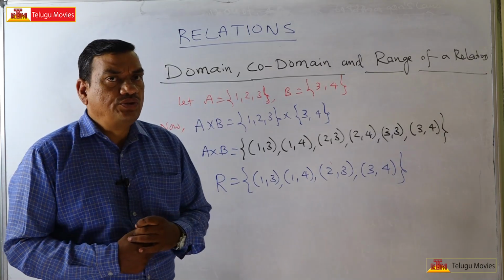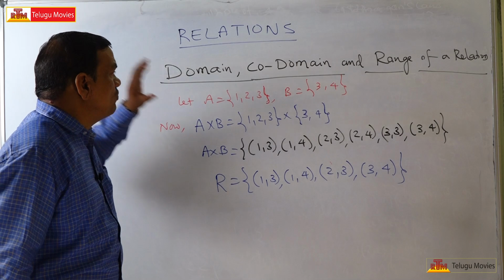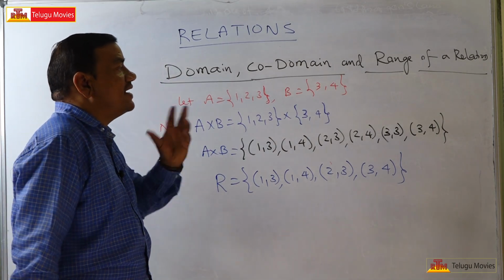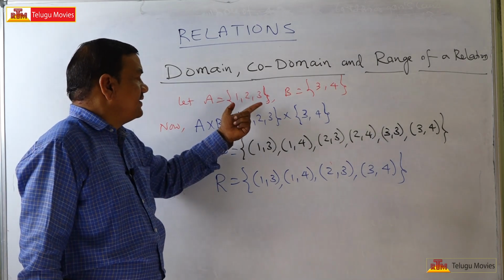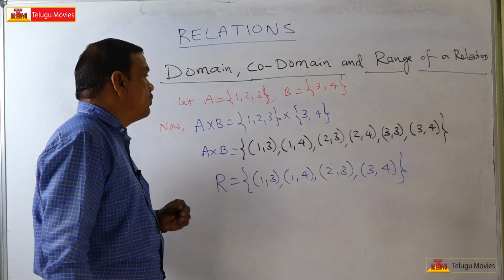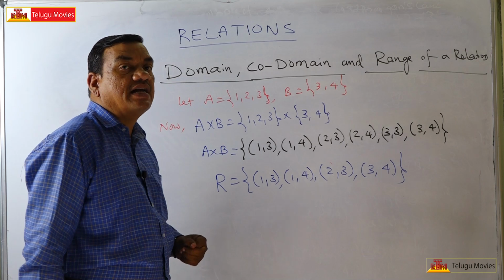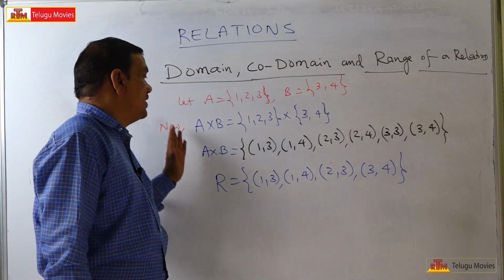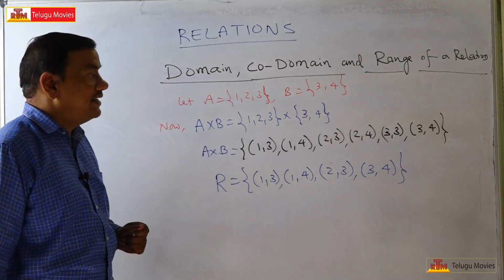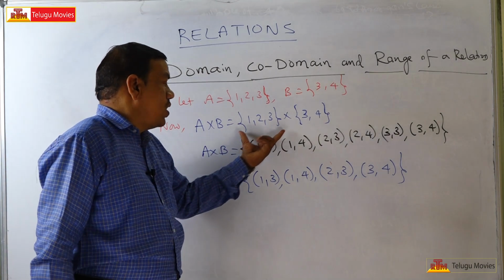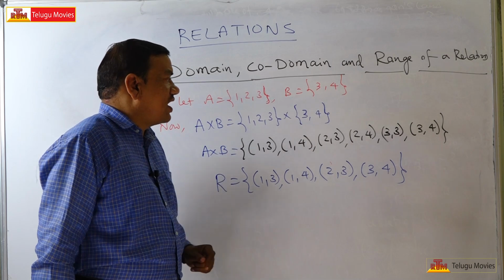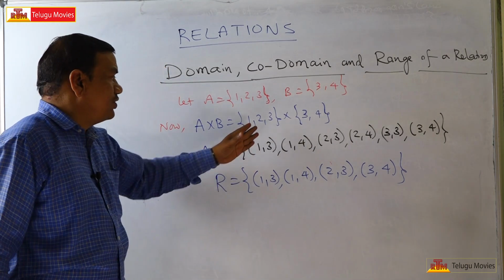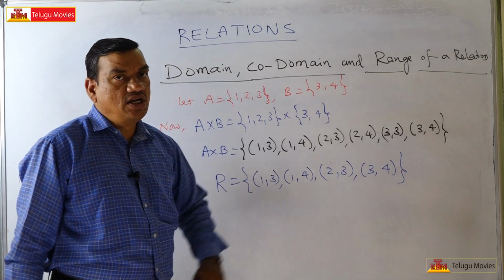Dear students, now I am going to explain what is a domain, codomain and range of a relation. Let us take two non-empty sets. The set A contains the elements 1, 2, 3 and the set B contains the elements 3, 4. Then A cross B is given by (1, 3), (1, 4), (2, 3), (2, 4), (3, 3), (3, 4), that we know. So here 2 elements, here 3 elements, 2 threes are 6 elements.